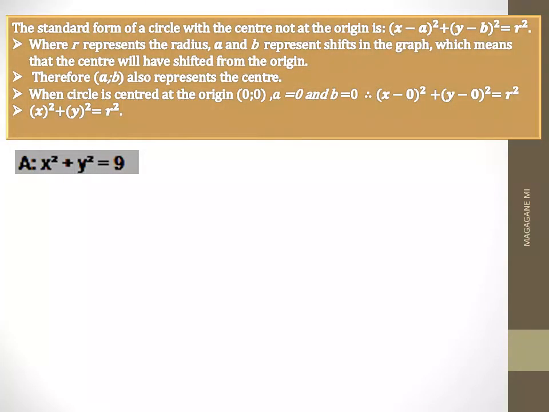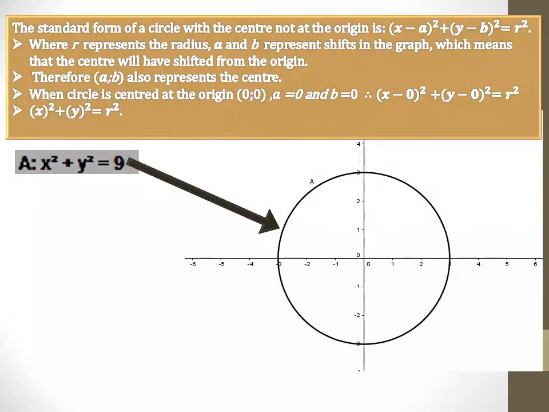Now, let's look at this equation: x² + y² = 9. This means that our radius is 3. So this is the graph of the circle of the equation x² + y² = 9, and the graph has the center at (0, 0).